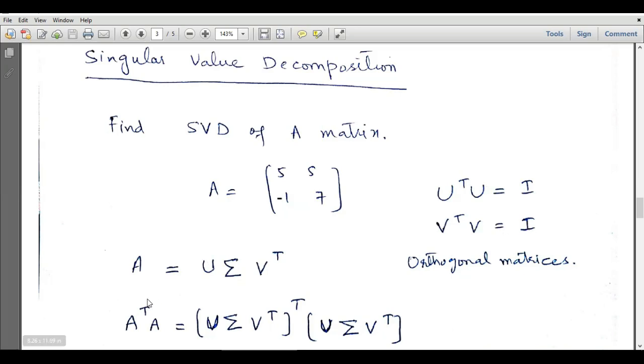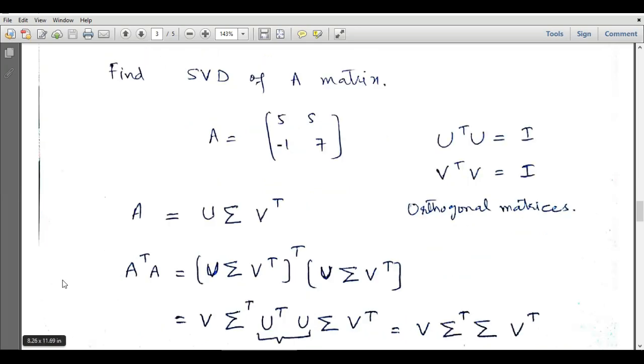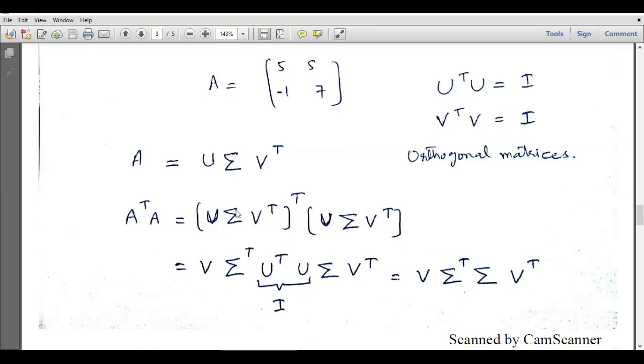So first of all, we will evaluate A transpose multiplied by the A matrix. So this is our A matrix. The transpose of the A matrix will be equal to the product of these three matrices and the whole transpose, and this is our original A matrix. So let's evaluate the transpose of the product of these three matrices, and that will be equal to V transpose whole transpose multiplied by sigma transpose multiplied by U transpose. Because if we evaluate the transpose of a product of matrices, then that will be equal to the transpose of the last matrix multiplied by the transpose of the first matrix. So the order actually changes.